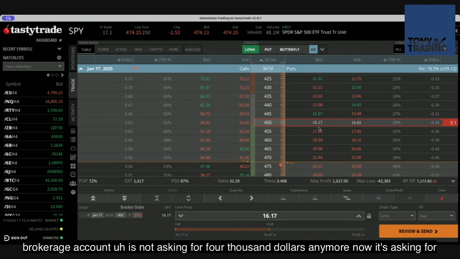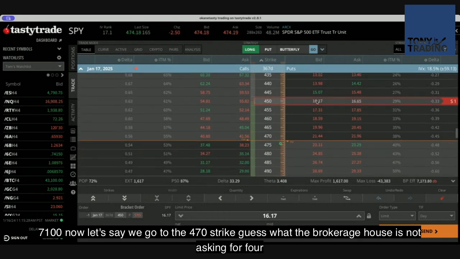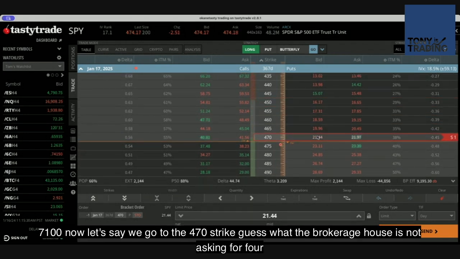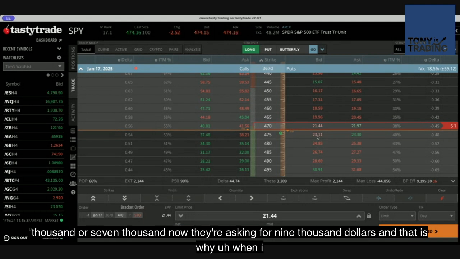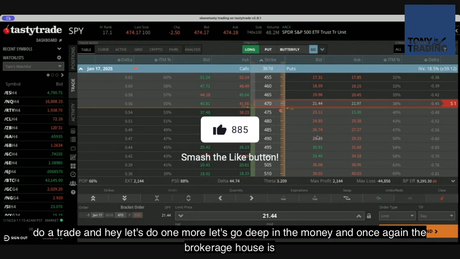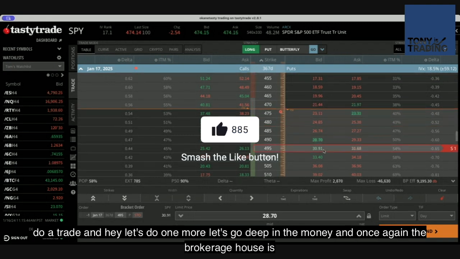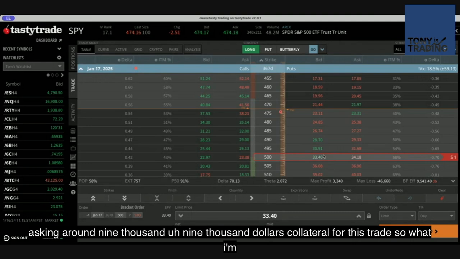The brokerage account is not asking for $4,000 anymore. Now it's asking for $7,100. Now, let's say we go to the 470 strike. Guess what? The brokerage house is not asking for 4,000 or 7,000. Now they're asking for $9,000. And that is why when I do a trade, and hey, let's do one more. Let's go deep in the money. And once again, the brokerage house is asking around $9,000 collateral for this trade.